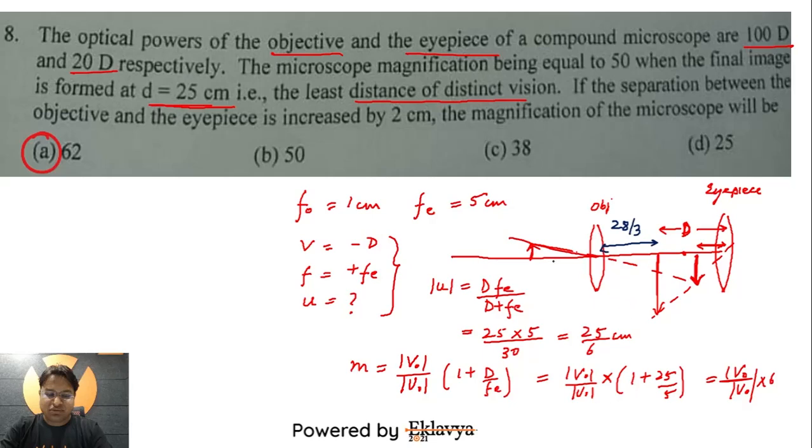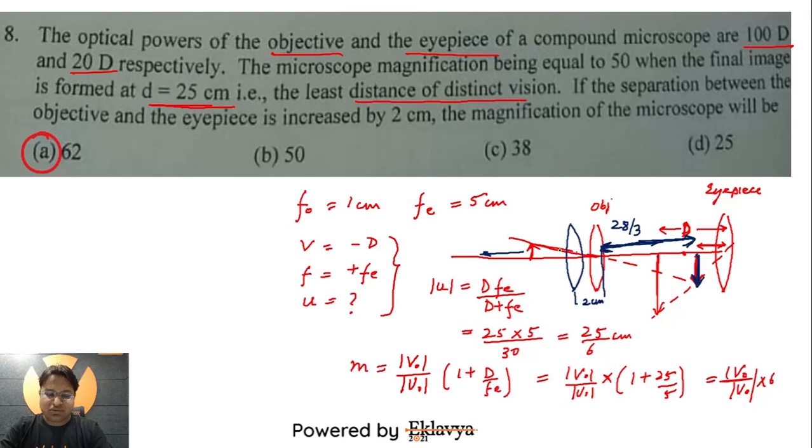Now what we intend to do is shift the objective lens by an additional 2 centimeter. Correspondingly, we will have to shift the object somewhere so that the image can be formed at this location only. Actually, this distance should be 28 by 3. So we would want to get the image here only, so that we can continue to view in the near point setting, in the near point adjustment. So we have to get the image of the objective here.